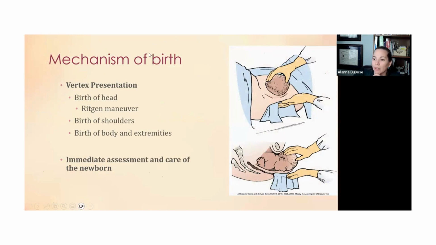Mechanism of birth is like a series of events that happen. I think the next slide goes into a little more detail. At the birth of the head, the provider will do the Ritgen maneuver where they're putting pressure on the rectal area, which can help decrease the likelihood of lacerations. And then the baby's shoulders are born, and then the body and extremities, of course. And then we're taking care of the baby.